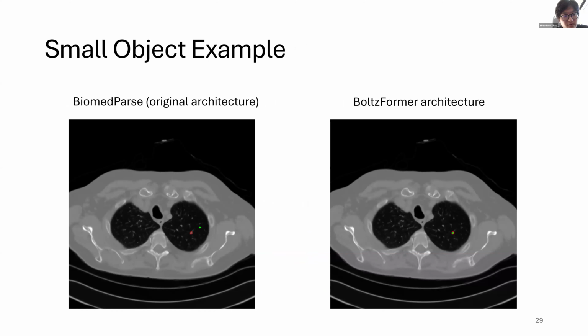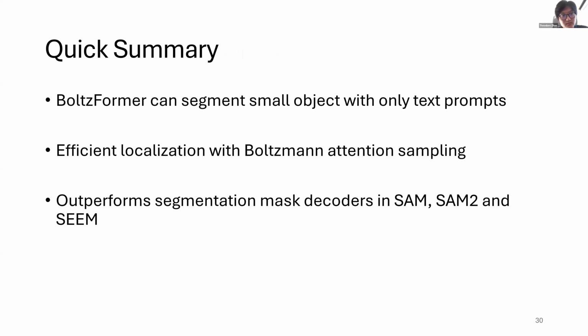Here's one example of small objects which BiomedParse was missing, but with the Boltzmann architecture, we're able to precisely locate small objects in the image without any spatial guidance. So a quick summary: Boltzmann can segment small objects with only text prompts and is very efficient in localization with the Boltzmann attention sampling mechanism. And it can outperform segmentation mask decoders in SAM, SAM2, and SEAM.